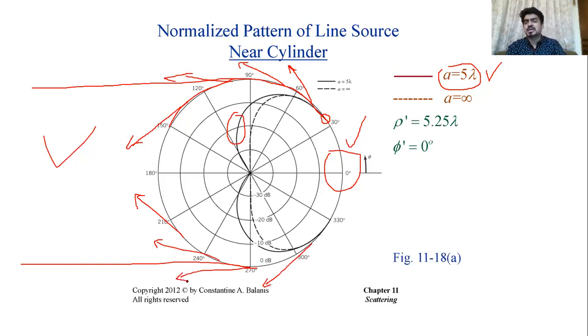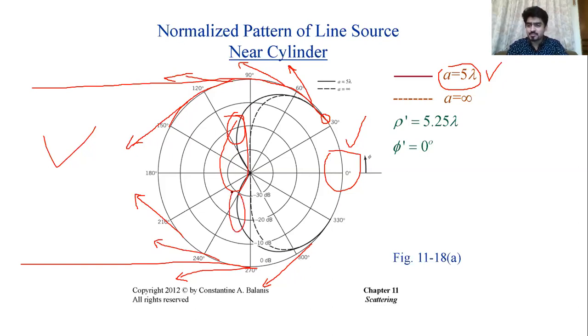they create a constructive and destructive interference on the back side here. And as a result of that, you see some kind of lobes on the back side. You will see some kind of radiation on the back side. So when you have a 5 lambda, you see some kind of back radiation.